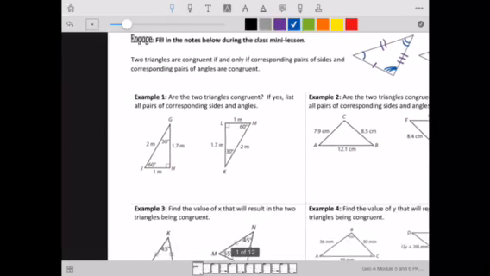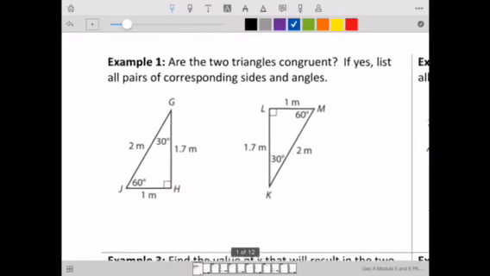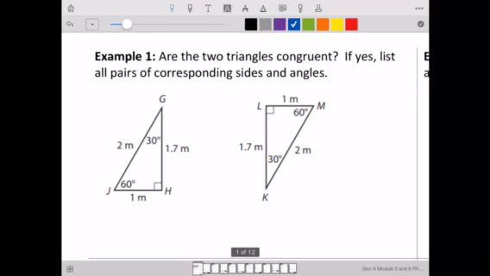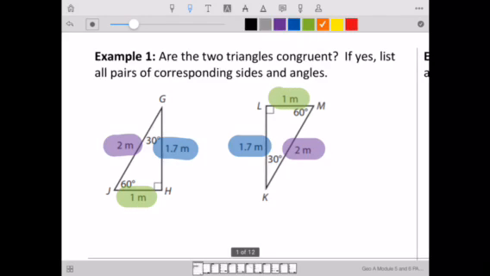So let's look at example 1. We want to decide if these two triangles are congruent. So we need to look at each pair of corresponding sides and each pair of corresponding angles. Well, here we have a 2 meter. It's corresponding with a 2 meter. 1.7 matching with a 1.7. 1 meter matching with a 1 meter. So all of our sides are congruent.